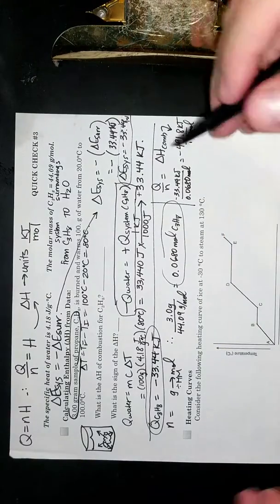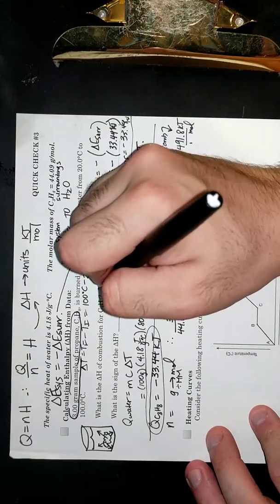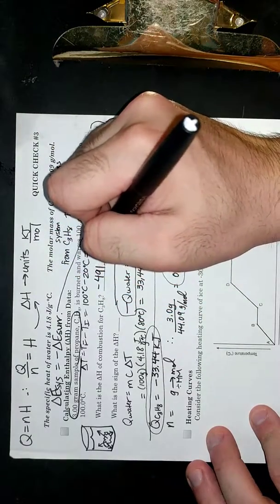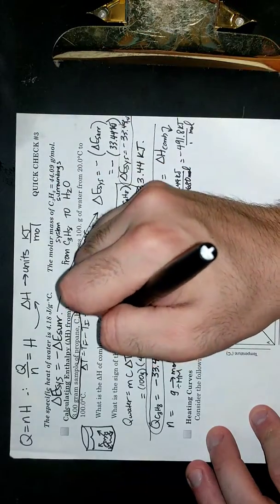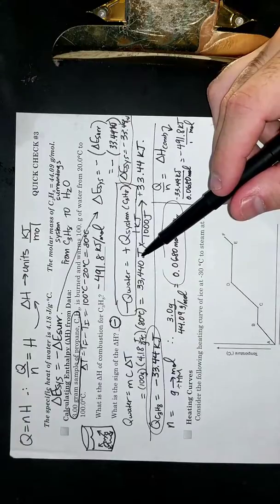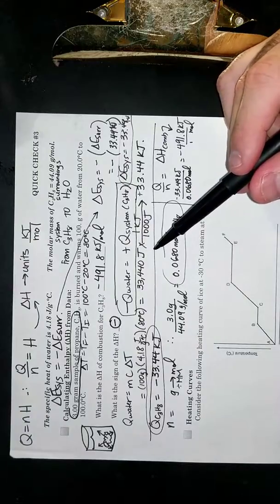Okay? So this is how you would use energy transferred to or from water to solve for the energy of a reaction. What is the delta H for combustion? We said it was negative 491.8 kilojoules per mole. And what is the sign of delta H? It's negative, because we know that whatever happened to the water, the opposite in sign happened to the system, which is our combustion reaction. Okay?